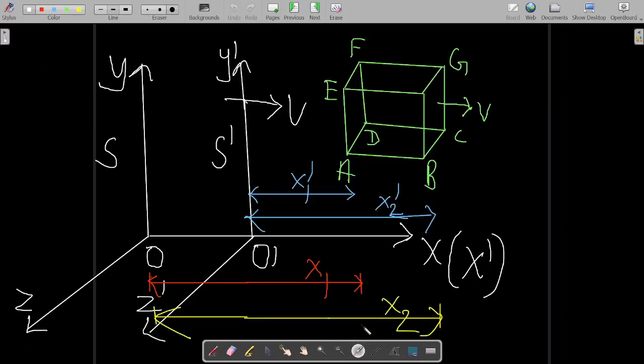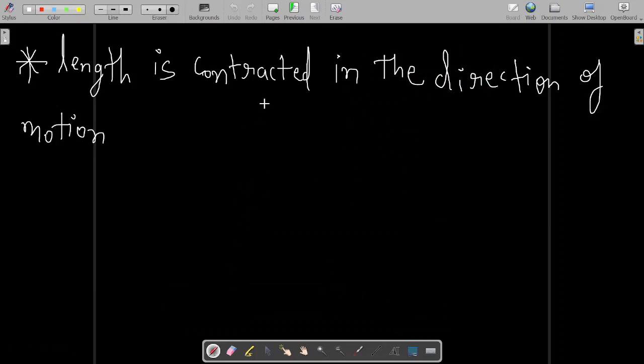What does it mean? Everything is moving along the x-axis. This S prime and this cube are both moving along the x direction, and the S frame is stationary. So it is clearly one dimensional motion. All the motion is taking place along the i cap direction, along the x-axis. So length is contracted in the direction of motion.